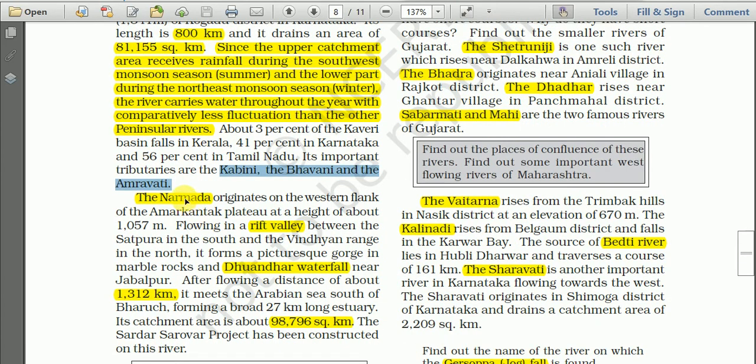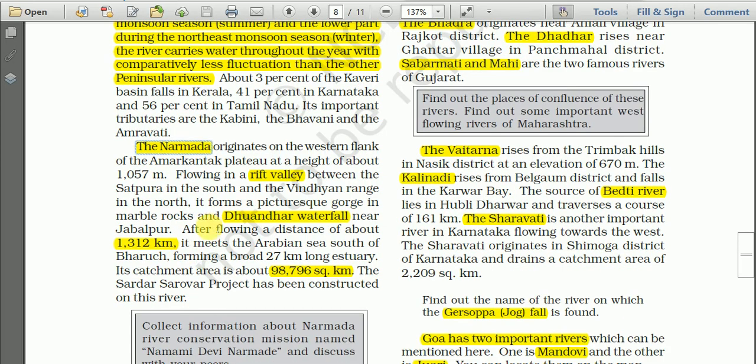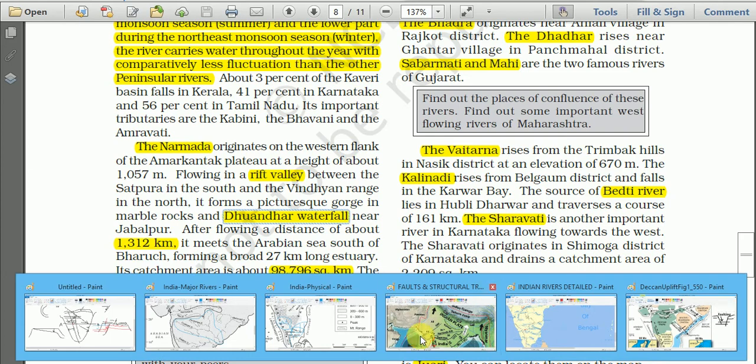Next we have the Narmada, the west flowing river. It originates on the western flank of the Amarkantak Plateau at a height of about 1057 meters, flowing in a rift valley between the Satpura in the south and the Vindhyan Range in the north. It forms a picturesque gorge in marble rocks and the Dhuandhar waterfall near Jabalpur. Let us see the physical map here.